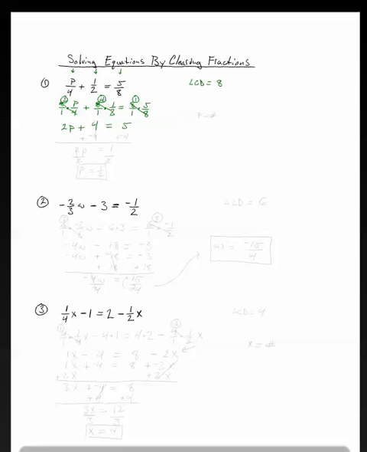2p plus 4 equals 5. So I want to get p equals some number. So I want to get rid of this 4. So I add -4 to both sides. Four plus -4 cancels, and I have 2p equals 1. Now I have 2 times p equals 1. So I divide by 2 on both sides, and that gives me p equals 1/2. And that's my final answer.